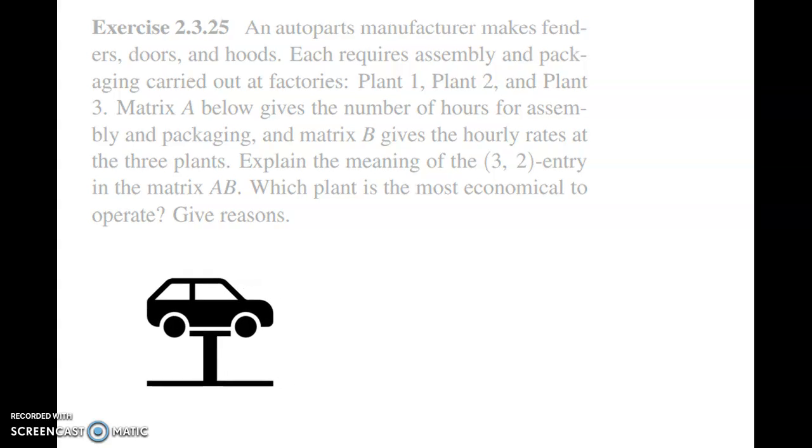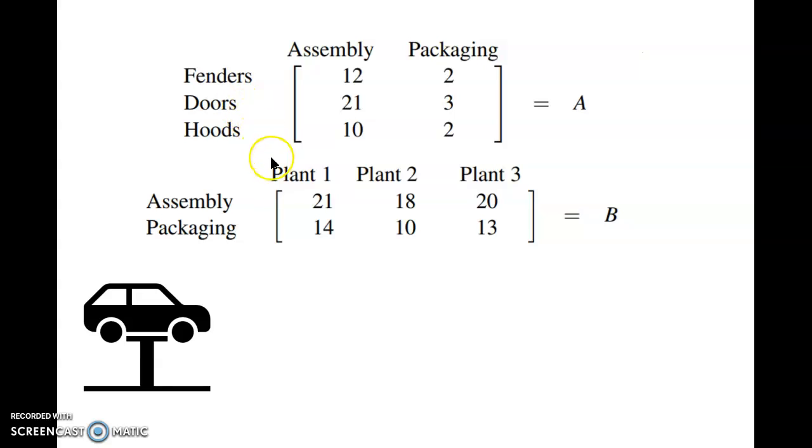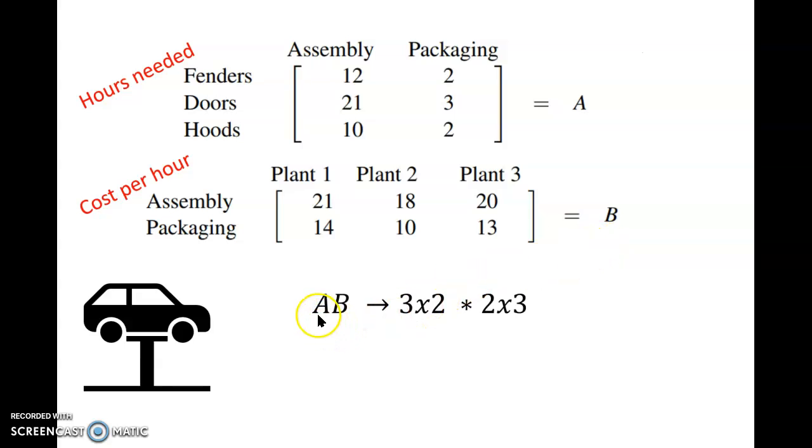And then we're going to have a couple matrices that just wouldn't fit on the page. So the hours needed right here for matrix A and the cost per hour, matrix B. And if we multiply A times B, we see we have a 3 by 2 times a 2 by 3. And since the 2's are the same, we can actually go ahead and multiply these together, and that will give us a 3 by 3 matrix.